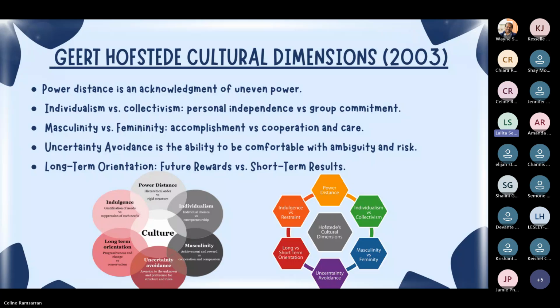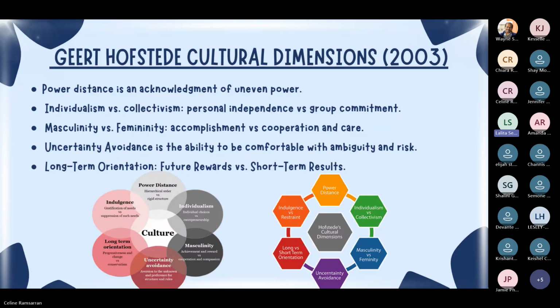This happens in countries such as Malaysia, Mexico, and even the Middle East. In low power distance cultures, equality and participation are prized. Leaders are approachable and inclusive. Leaders must adjust by becoming more directive in hierarchical societies and more participative in egalitarian ones.